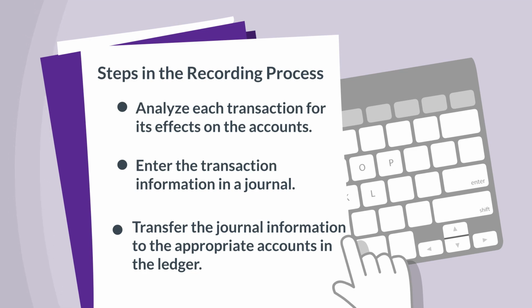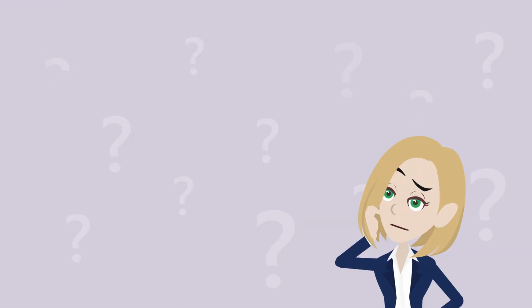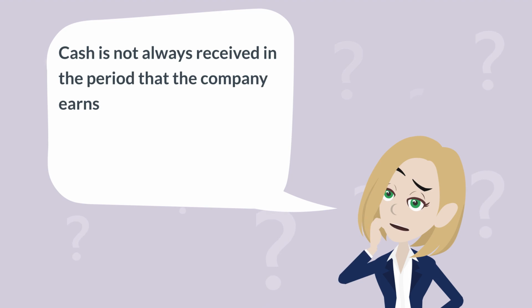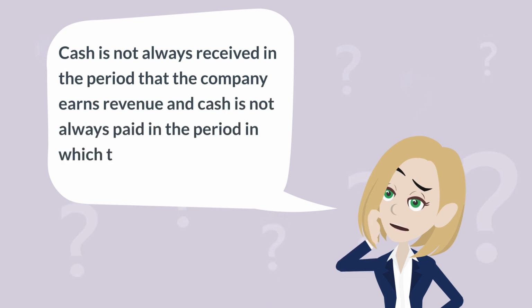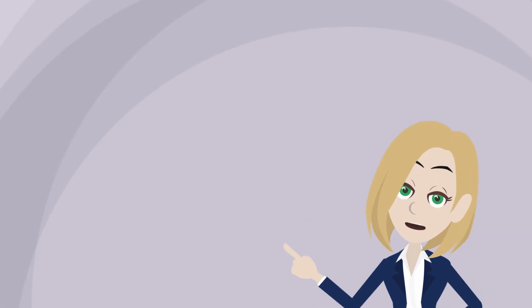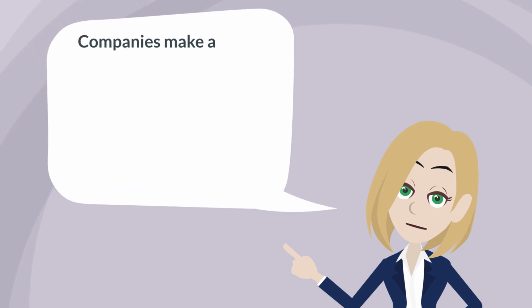The steps in the recording process occur repeatedly. So during the period, the accounting system records daily transactions, which typically involve cash. This presents a problem. Cash is not always received in the period that the company earns revenue, and cash is not always paid in the period in which the expense is incurred. The solution is adjusting entries.